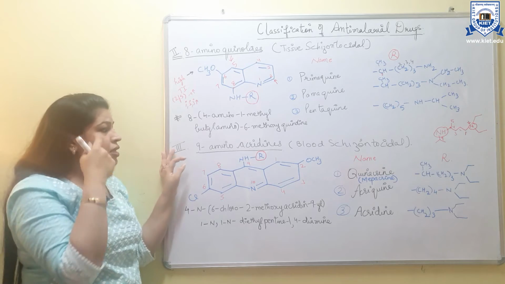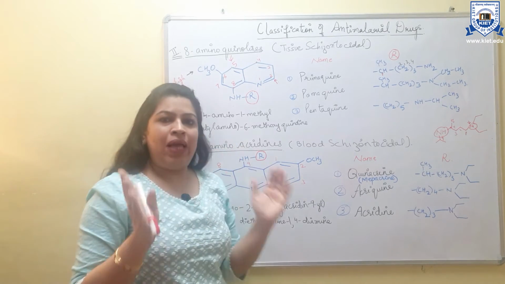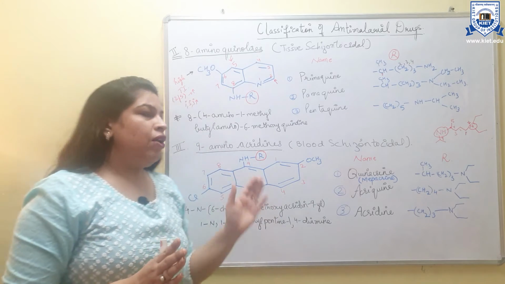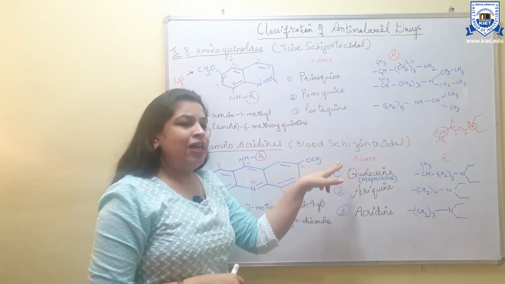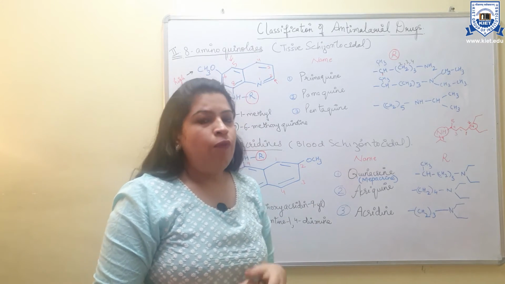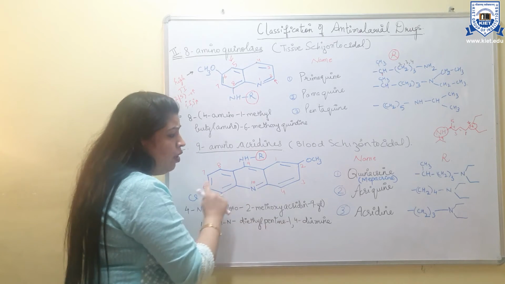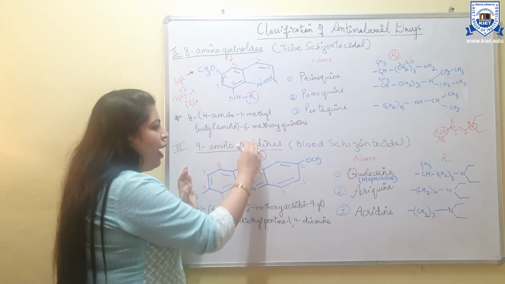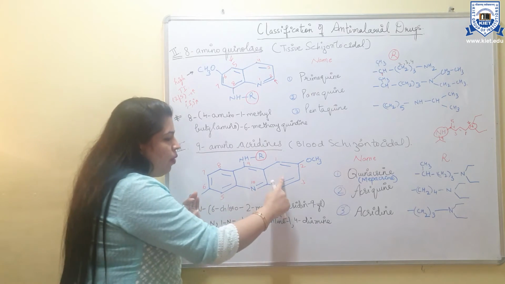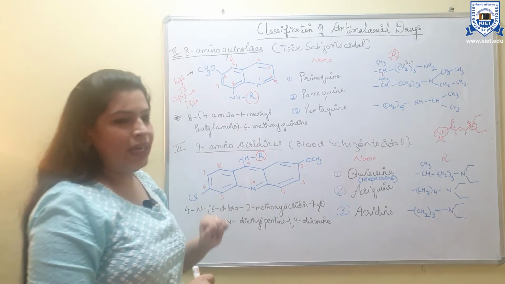Now the next class is the 9-aminoacridines. As the name suggests, there will be an acridine moiety present in all the drugs in this category. They are basically blood schizontocidal, showing the antimalarial action. This is the basic structure, and these 3 fused rings make the acridine moiety. These 2 are benzene and this is pyridine, which when fused are called acridines.